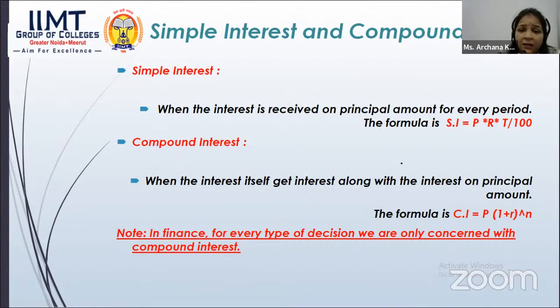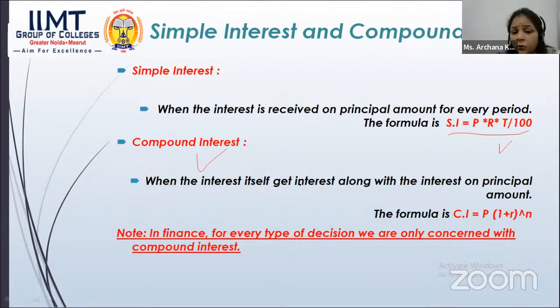Although you got the idea that time value of money is nothing but interest, interest could be of two types, simple interest and compound interest. Okay, we all know what simple interest is. When we calculate the interest on the principal amount, it is known as simple interest. For every year, we always calculate interest on the principal amount only with the help of the formula P into R into T upon 100.